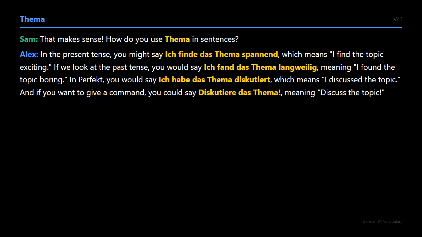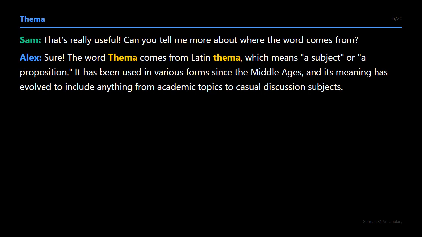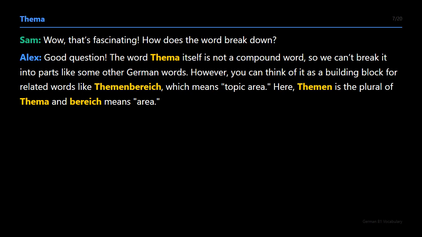Can you tell me more about where the word comes from? Sure. The word Thema comes from Latin, Thema, which means a subject or a proposition. It has been used in various forms since the Middle Ages, and its meaning has evolved to include anything from academic topics to casual discussion subjects. Wow, that's fascinating.